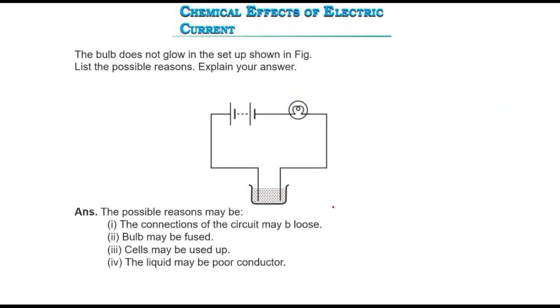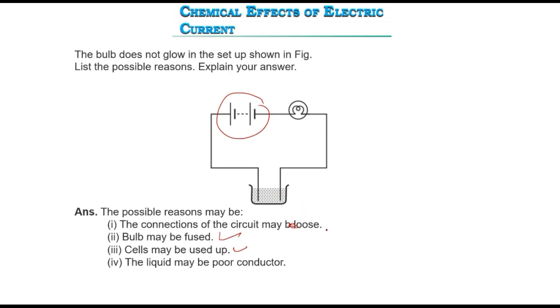So the answers can be: the connections of the circuit may be loose, the bulb may be fused, it must have been spoiled, the cells may be used up, that means no voltage, and the liquid may be a poor conductor or a bad conductor of electricity. It must have been pure water then.